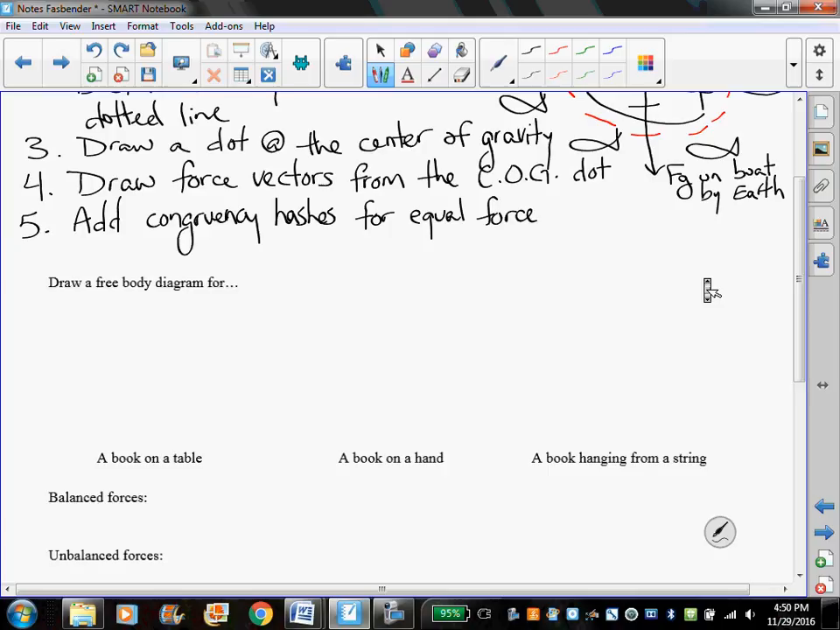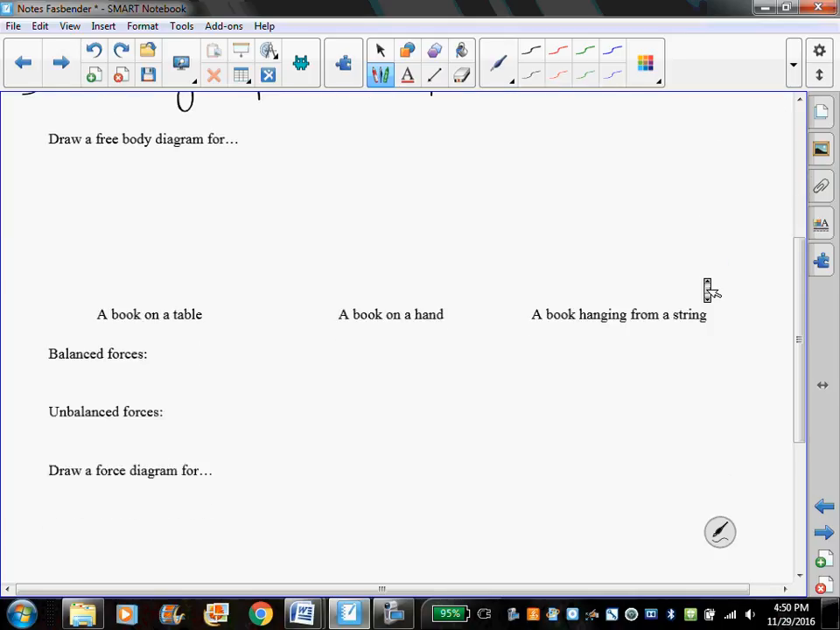Now let's practice drawing some force diagrams. By the way, force diagrams are also called free body diagrams. So the first one we're going to do is a book on a table. So step one, draw a picture. There we go. That's my book, and that's my table. And now I want to define the system. So I'm really just interested in the book on this table. The center of gravity of the book is right about there. And I know that the force of gravity is pulling down on the book. It's by the earth.